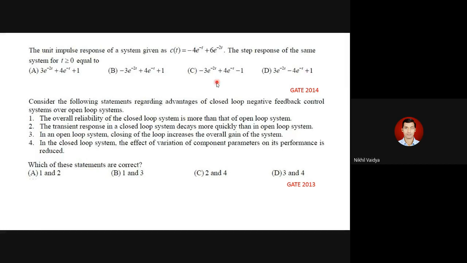Now we have to just check how much is the value of the integration. So please solve and let me know the answer. I will wait for 2 minutes. It's very simple. Please try it.